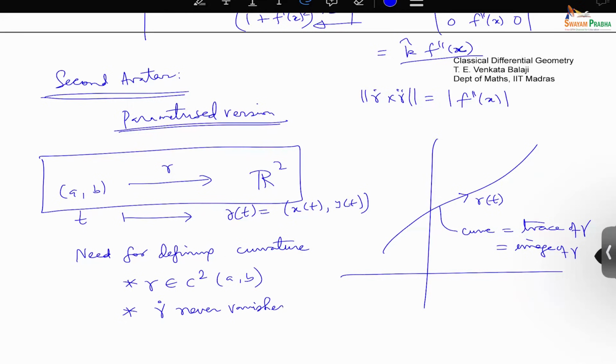And you know why gamma dot never vanishes? Because you are working with normals and tangents. The tangent slope is y dot by x dot, the normal slope is minus x dot by y dot, and you should not divide by 0. At least one of x dot or y dot should not vanish.